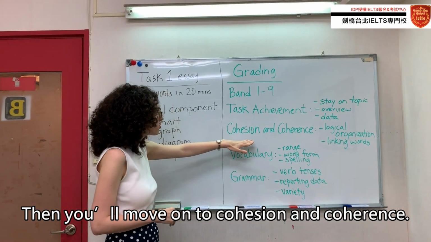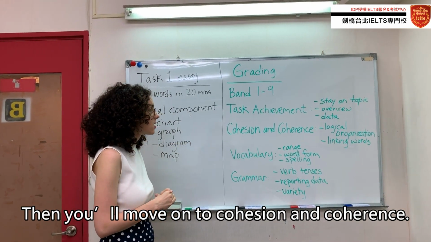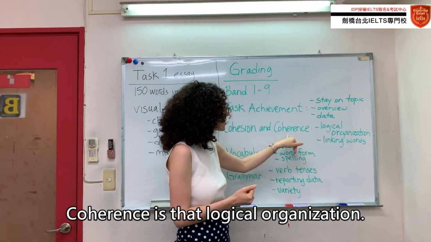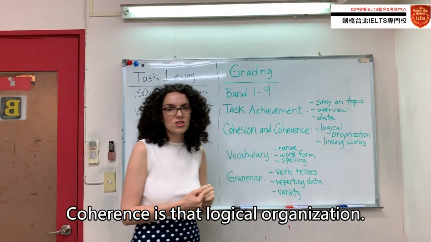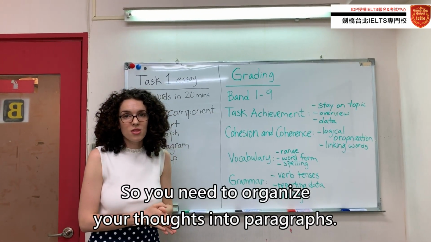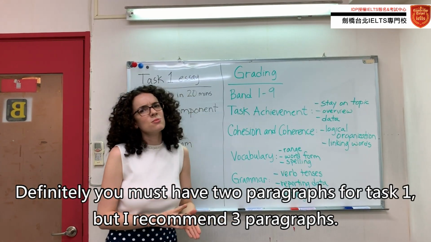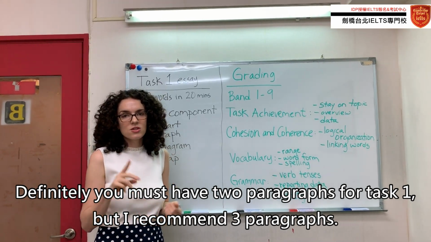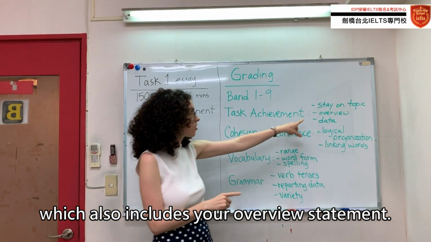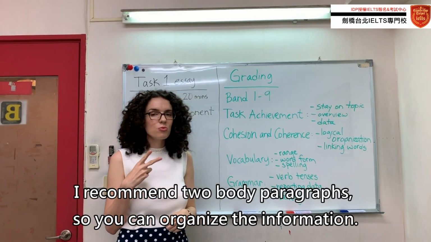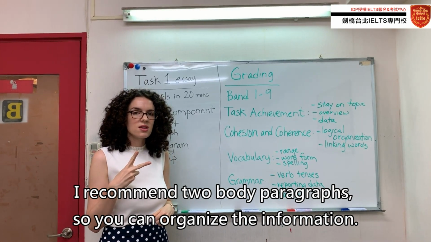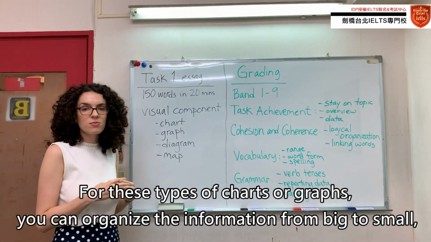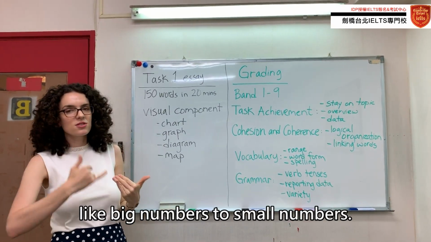Okay, then we move on to cohesion and coherence. So basically, cohesion, you need to link your ideas together, and coherence is that logical organization. So you need to organize your thoughts into paragraphs. Definitely you must have 2 paragraphs for Task 1, but I recommend having 3 paragraphs. So you'll have the introduction, which also includes your overview statement, and then I recommend 2 body paragraphs, so you can organize the information. For these types of charts or graphs, you can organize the information from big to small, like big numbers to small numbers.